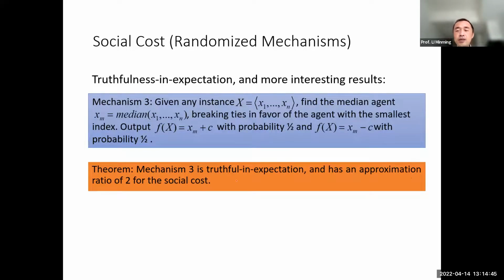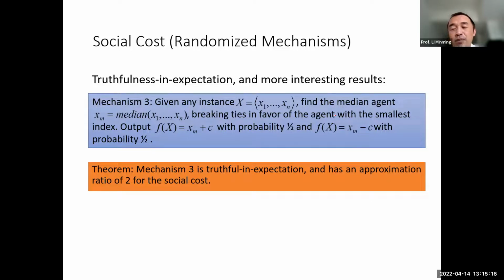The second class of randomized mechanism is called truthful in expectation. The definition is the following. It does not require every individual point to be strategy proof by itself. It only needs the fact that the expected cost will not decrease after an agent misreports.